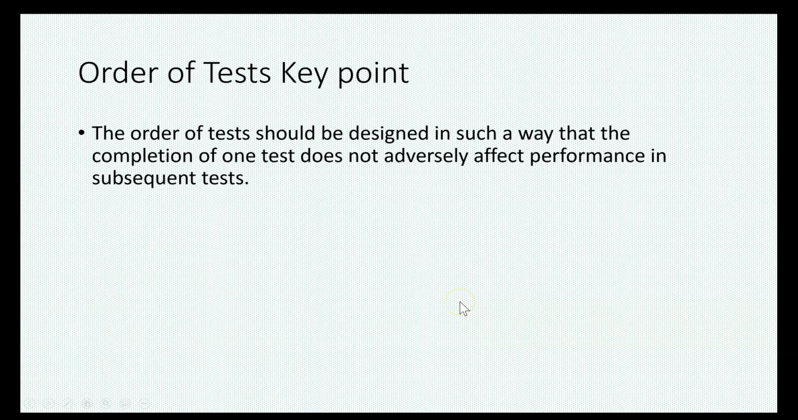Right, so let's summarize a key point. The order of the tests should be designed in such a way that the completion of one test does not adversely affect the performance in the subsequent tests, right? So if you were to do a max aerobic endurance test and then wanted to do local muscular endurance, those are going to be affected. So it's important to keep that order in mind and be cognizant of those rest periods in between, of whether it is maximal effort or submax effort, so then the athlete gives you their best results.